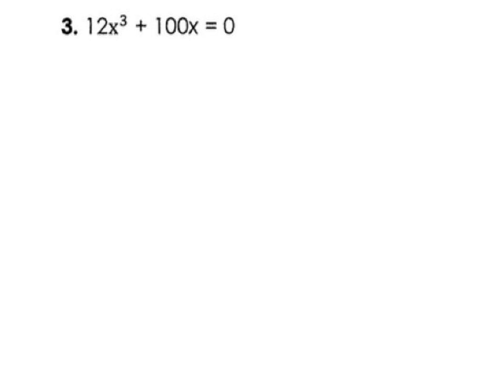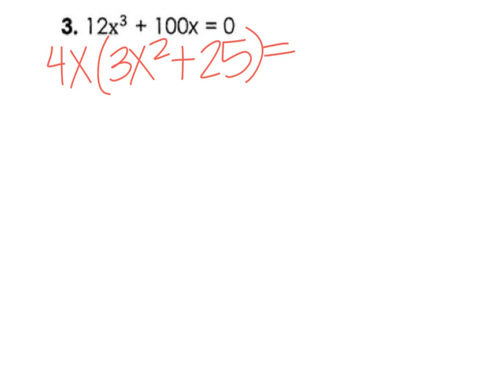All right, number 3. So we still want to solve the equation, state the number and type of roots. We see that it's an x to the third power, so we know we're going to have 3 roots total. We just need to find out if they're real or imaginary. So first things first, we want to factor out the GCF. The GCF here would be 4x, because that's what they have in common. We're left with 3x squared plus 25 equals 0. Then we want to set each of these equal to 0.